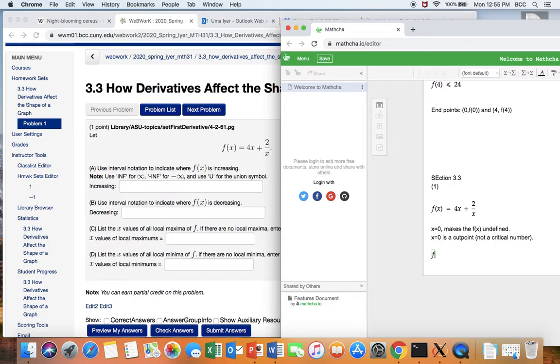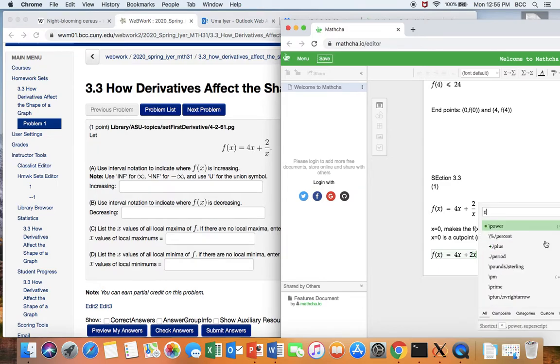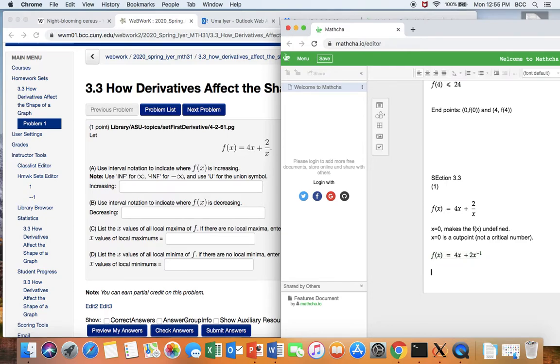So let's rewrite f(x) in such a way that we can take its derivative. 4x plus 2x to the power negative 1. All right, so now you can take derivative. f prime of x equals, derivative of 4x is 4. For the derivative of this, notice the negative 1 has to come down. So plus 2 times negative 1 and x to the power negative 1 minus 1.